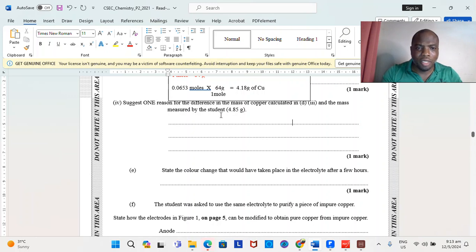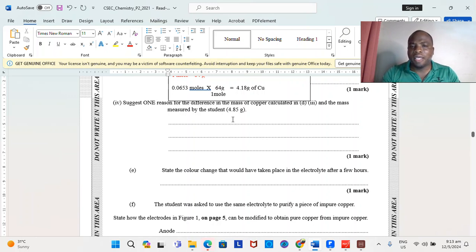We did make that adjustment to the number of moles. All right, so it says suggest one reason for the difference in the mass of copper calculated in D and the mass measured by the student.